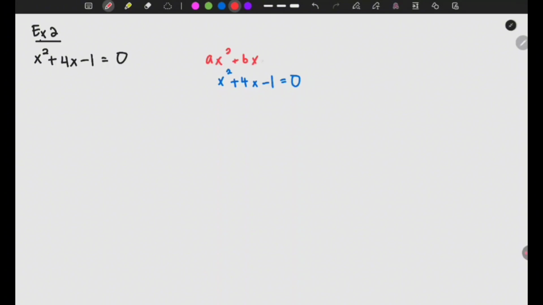So here, if there is nothing in front of the x squared, there is always an invisible 1. So your a here equals 1. Your b here equals 4. And your c here equals negative 1. Don't forget the negative. A common student mistake is ignoring the negative.